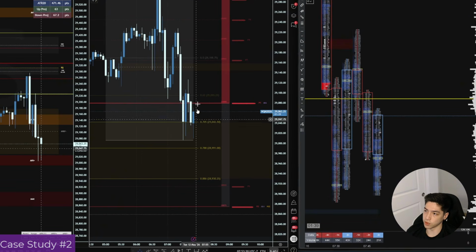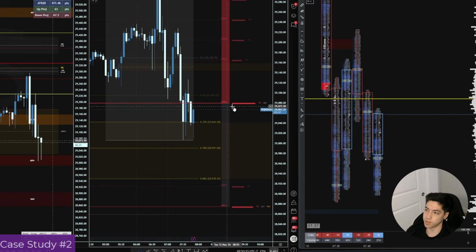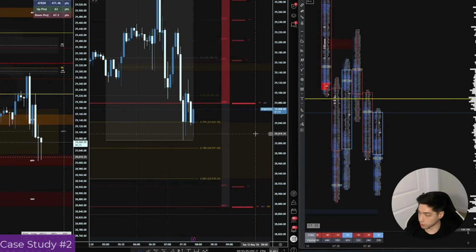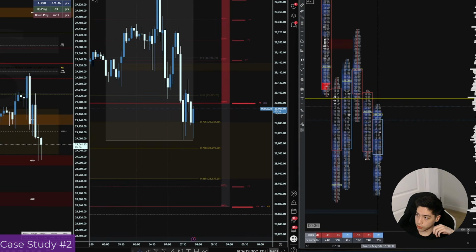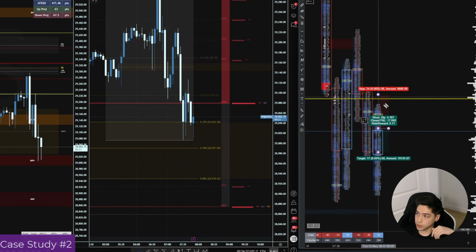I just have to make sure that we're not about to chop or get pinned around the previous put wall right now. So we're approaching back here to the 29.80 area. If we hold below this, we see buyers getting absorbed. I might try and take a short. I'm actually going to take it right here with a stop just above.